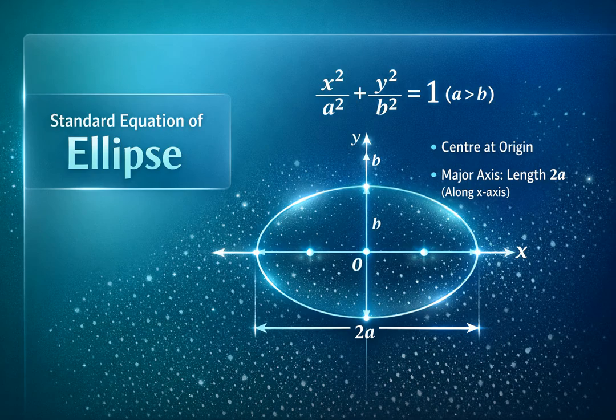The standard equation of an ellipse with center at the origin is x squared over a squared plus y squared over b squared equals 1, where a is greater than b. The major axis has length 2a along the x-axis. The minor axis has length 2b along the y-axis. If b is greater than a, the major axis is vertical.